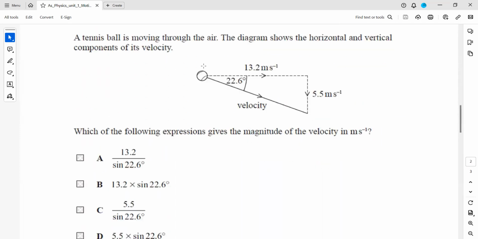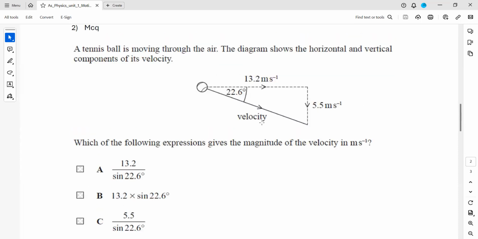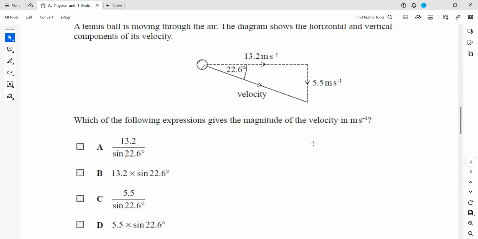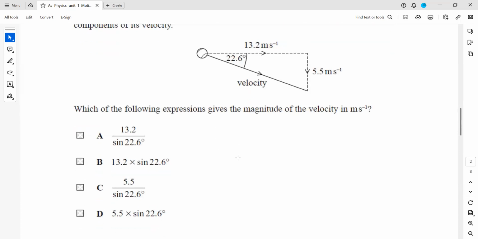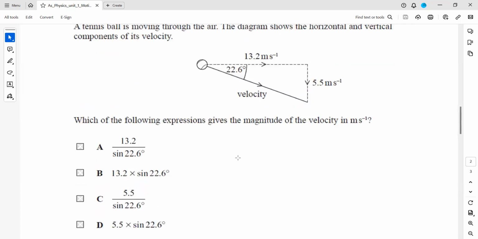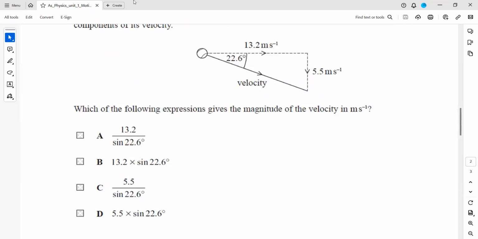In question 2, a tennis ball is moving through air. The diagram shows the horizontal and the vertical components of the velocity. Which of the following gives the magnitude of the velocity in meters per second? So this one is an angle, and with reference to the angle, this one is the base for us, and this one is the perpendicular. So we need the hypotenuse.